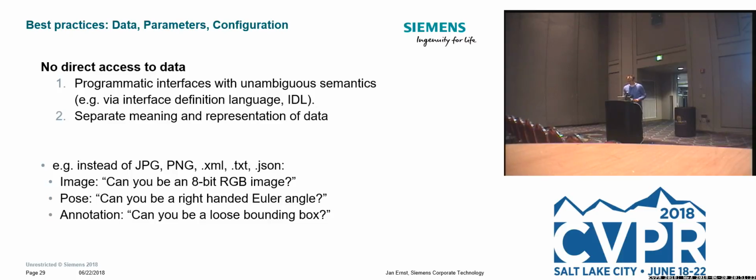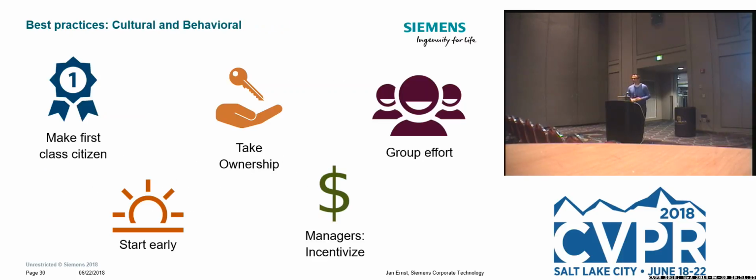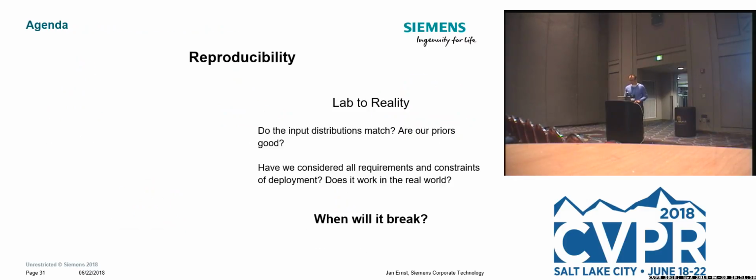All right, a couple of best practices. I'll go just through this very briefly. On cultural aspects, you should start early, realize that reproducibility is value and not a nuisance. Take ownership of this, understand that it's your problem and everybody's problem, also as a group. And managers should incentivize reproducibility behavior in order to improve the overall outcome of teams.